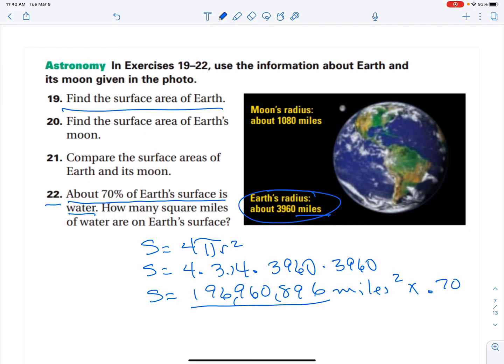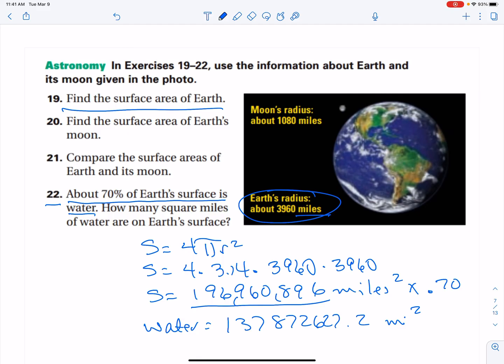So I've already got that answer on my calculator, so times 0.7. We find out that the amount of water is equal to 137,872,627.2 miles squared of water. Okay, so you look at that, and that's 70%. So that means only 30% is actually land, which is the part that we live on. Okay, unless you live on a houseboat, and then you live on the water. Okay, so that's how we deal with surface area.